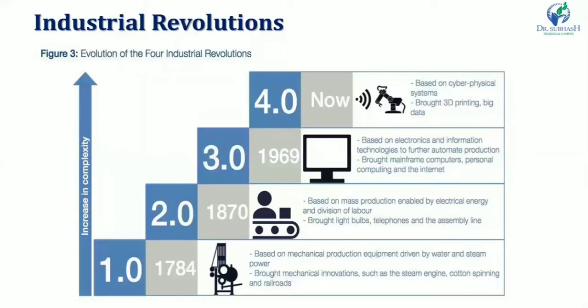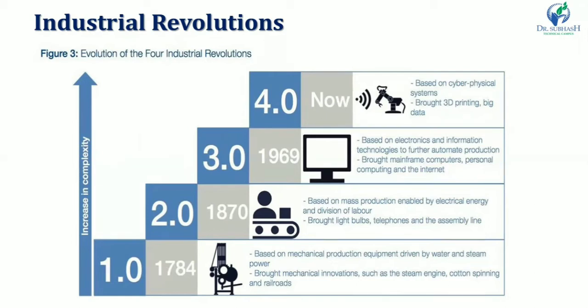Industrial Revolution. Now, here you can see that in the 18th century, it is known as Industry 1.0. This revolution was based on mechanical production equipment and was driven by water and steam power. During that time, it brought mechanical innovations such as the steam engine, cotton spinning, and railroads.